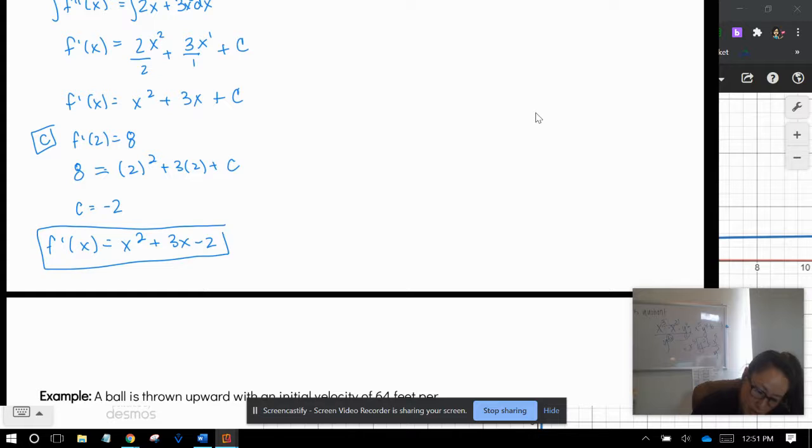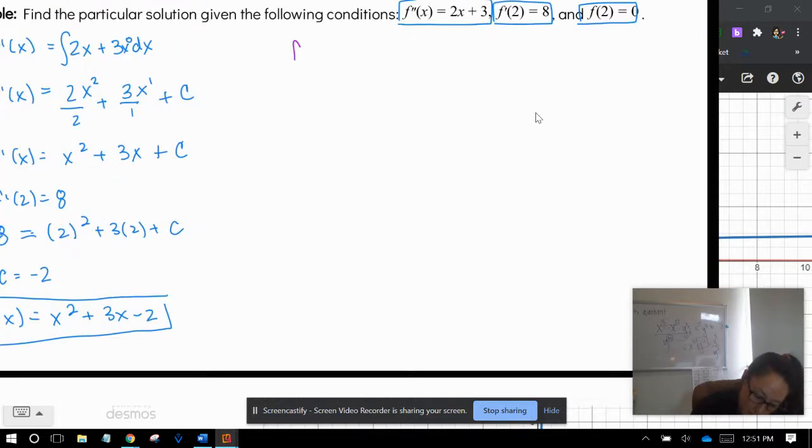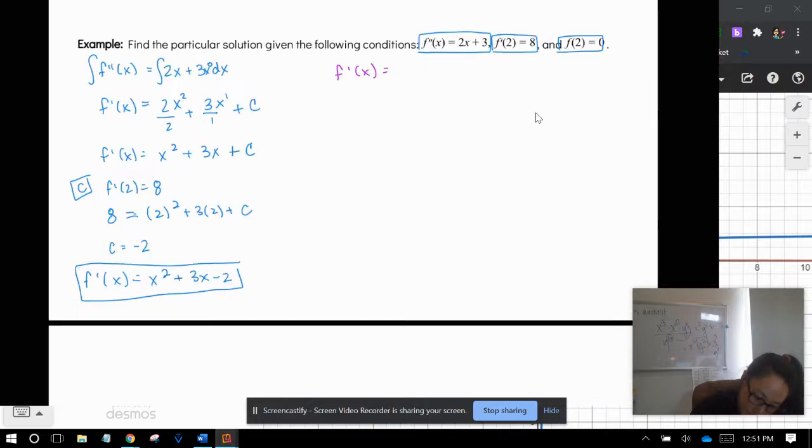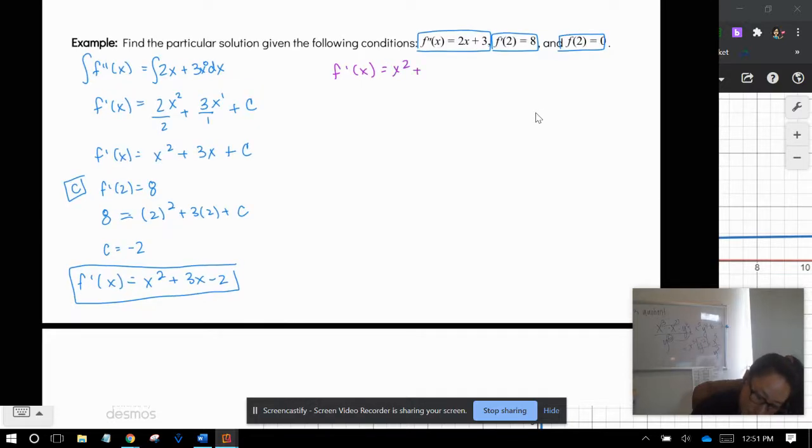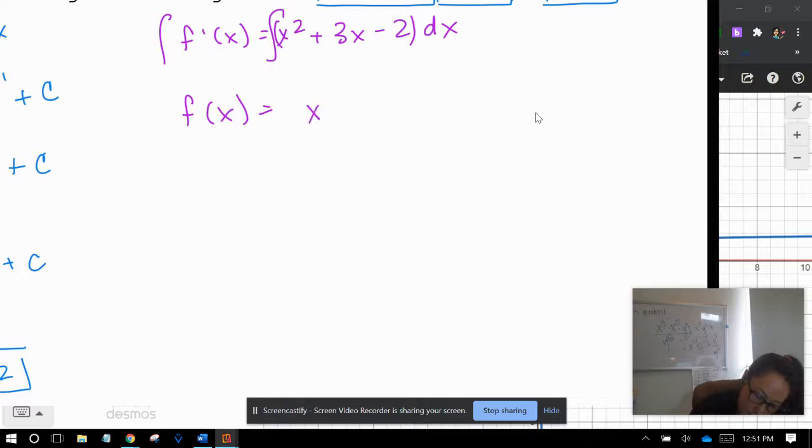Okay, now we're going to solve for the original. f prime of x is equal to x squared plus 3x minus 2. So again, we're going to take the integral, put on our dx. So I get f of x is equal to, raise the power from the second to the third, then divide by 3, plus 3x, raise the power to 2 and divide by 2, minus 2x to the first power and then divide by 1, and then add c.